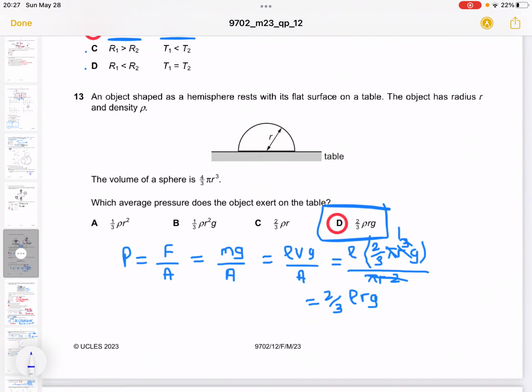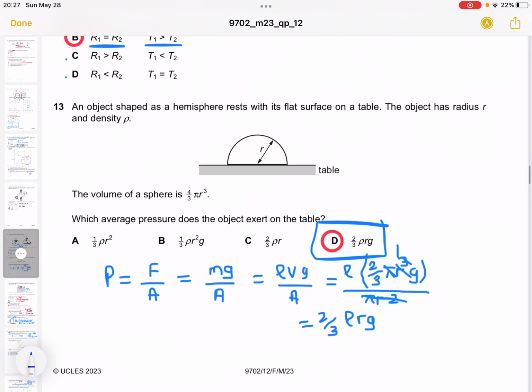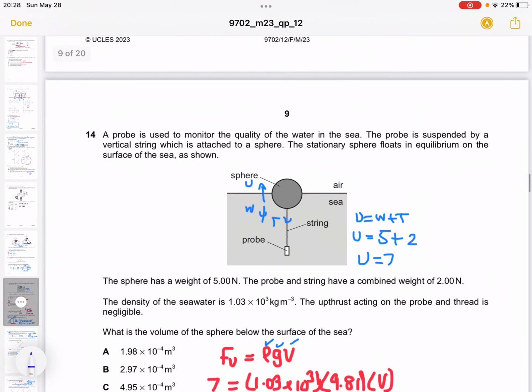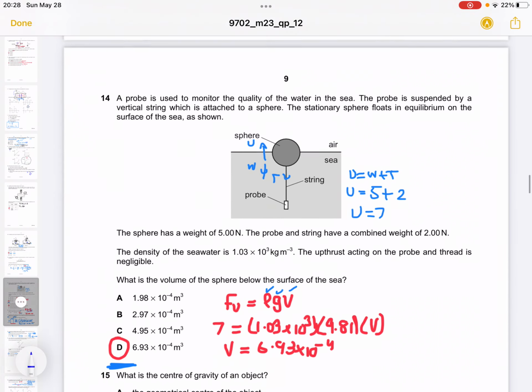Question number 13 says, what is the average pressure? Pressure is force over area. The force is the weight of the object, which is mg. Mass is density times volume, and volume, it's a hemisphere, so 2 over 3 pi r cubed. Area is the surface area, which is a circle, pi r squared, so cancelling it gives 2 over 3 rho rg. D is the appropriate answer. That's a repeated question. It has been asked before.